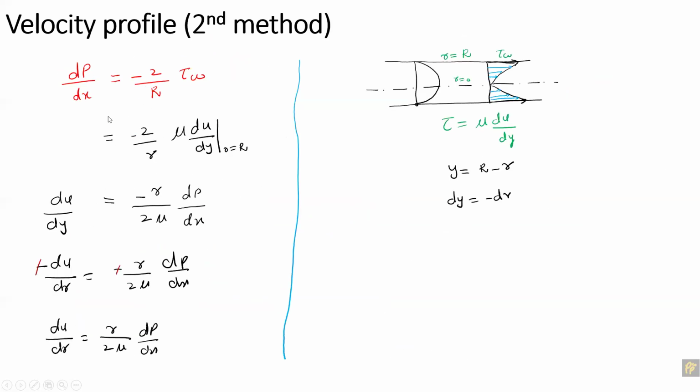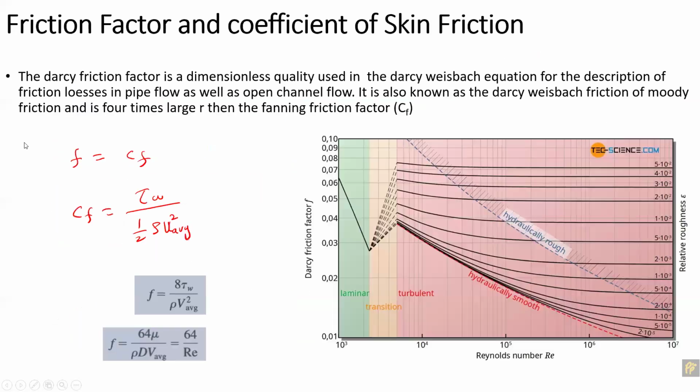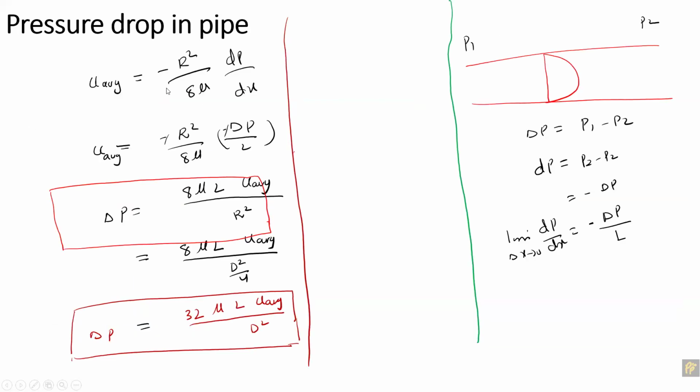So just see here that we have U average equal to minus R square upon 8 mu dp by dx. So we can write dp as minus delta P, so minus delta P upon length. So this will cancel out and we get 8 mu L U average divided by R square. So I can convert the R square into D square upon 4. So we get 32 mu L U average upon D square. So this is the pressure gradient formula you see in the books.